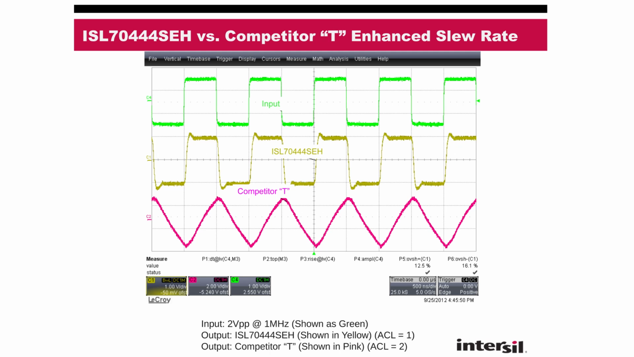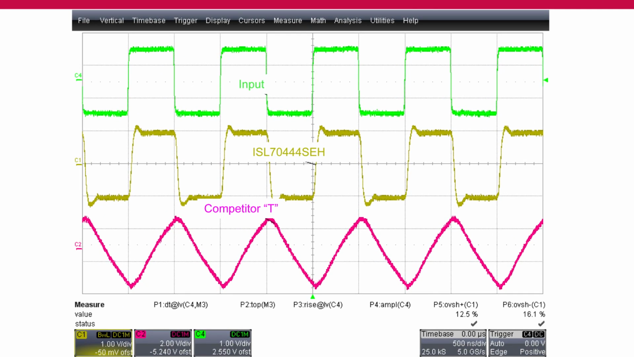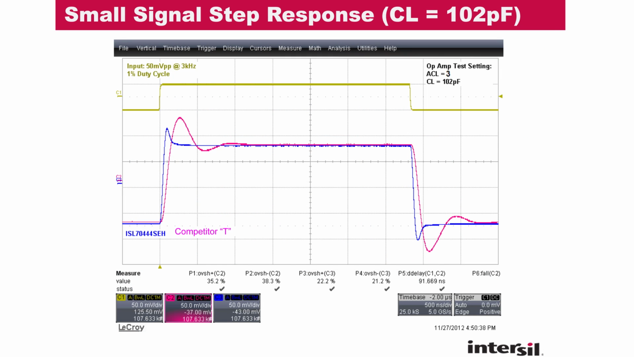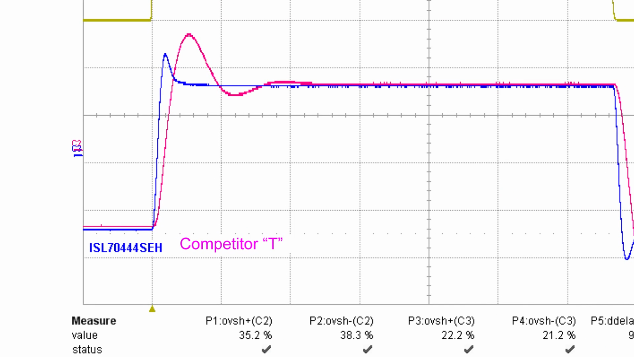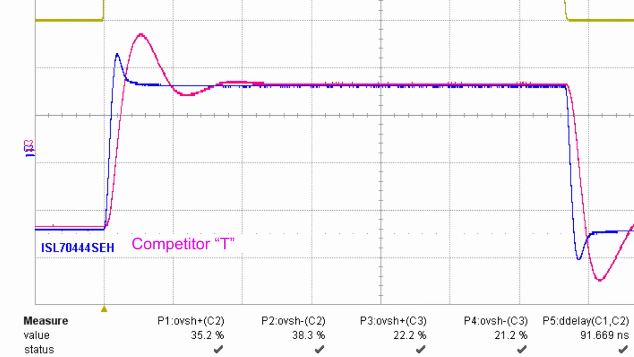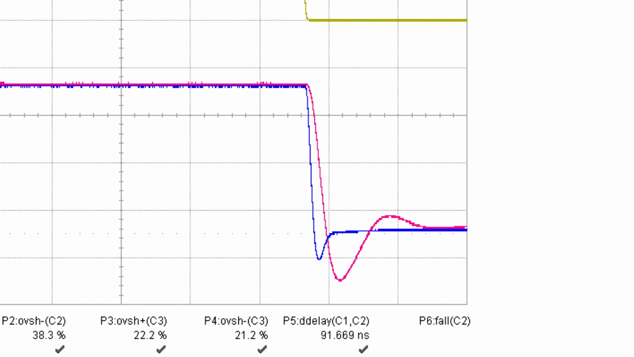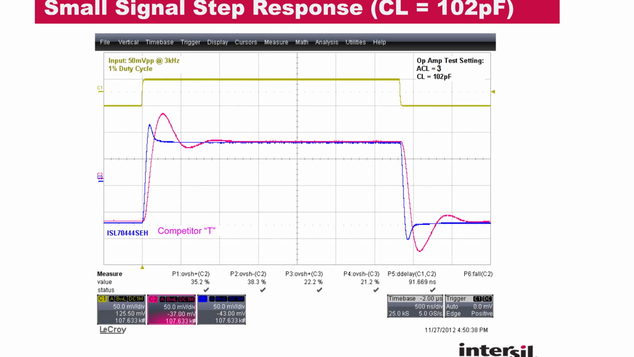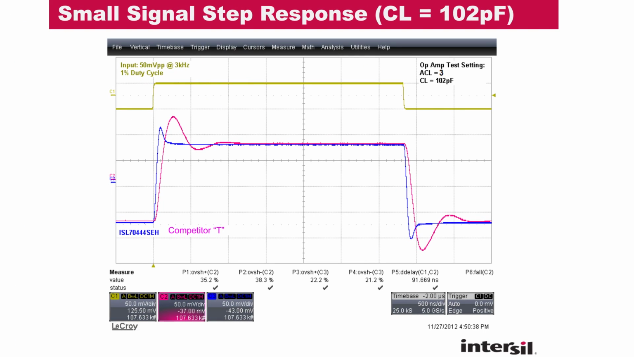So in an AC scenario, you've got the slew rate response, which handles the large signal steps, or the small signal response, which you can see here, against the competitor T. You can see that our part has minimal overshoot during the transition, and it also settles a lot faster to the final value. For a slew rate response, the part is able to keep up with the output with minimal error.